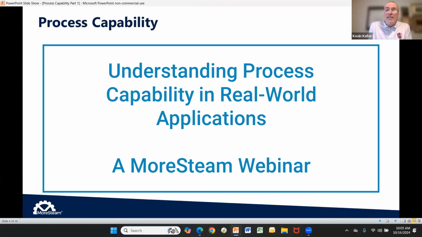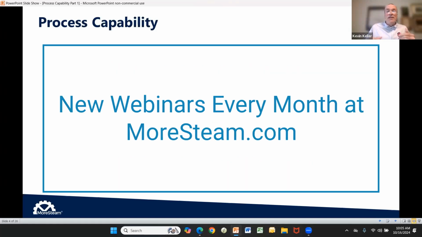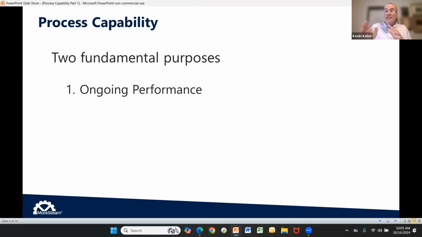So process capability indices have two fundamental purposes. The first one is to have an ongoing performance assessment. So we're looking at this week, this is how our process performed. Next week, how did our process perform, and so on. And the other is we're doing a Lean Six Sigma project, and we want to see what is our baseline. And even though the statistics and formulas are essentially the same, they actually have two completely different functions.